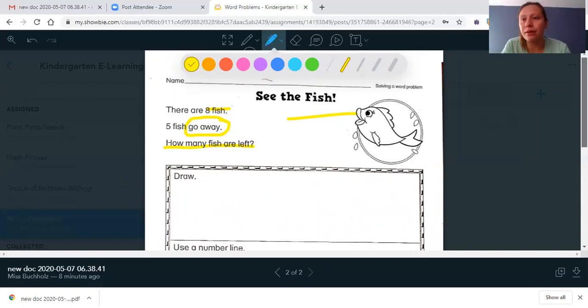So let's start drawing my picture. First, how many fish did I start with? Good, 8. I'm gonna use green this time. So I'm just gonna make 8 dots. I'm gonna make this fast. 1, 2, 3, 4, 5, 6, 7, 8. Go ahead and make your 8 dots.